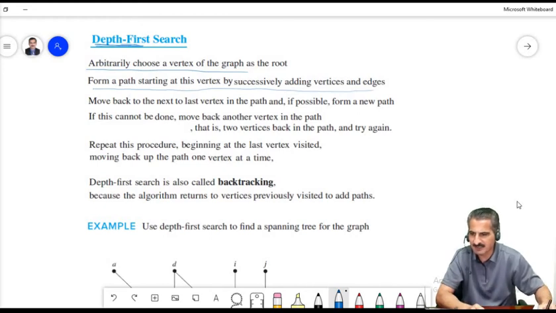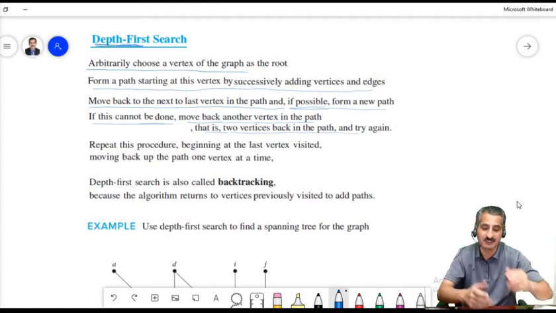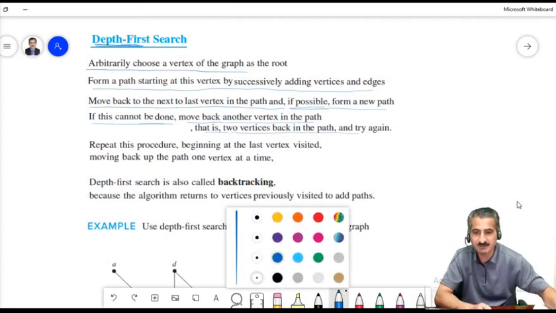In such a case, move back to the last vertex in the path, if possible. If possible, form a new path. If you cannot form a new path, move back another vertex in the path. That is 2 vertices back in the path, and try again. Okay, so let me explain what that means.